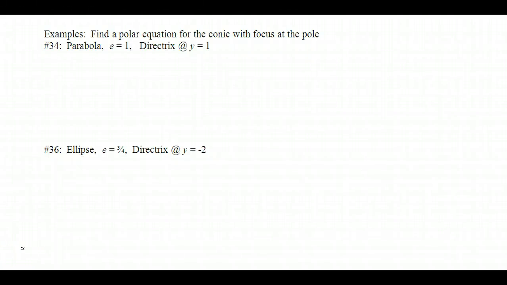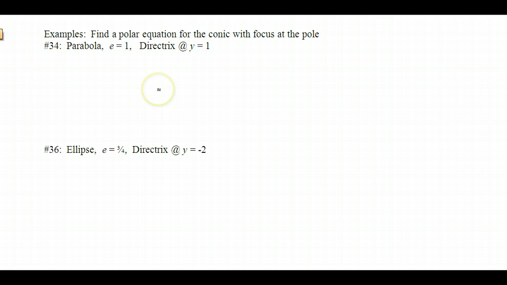All right, so here's the second half of section 10.6, and really you just have a couple examples left to go over. So now a different type of problem that we can do is to find a polar equation for the conic with the focus at the pole. So here, for number 34, they even say it's a parabola, and then they tell us that the eccentricity is equal to 1. Well, great, they probably didn't have to tell us both things. And we have a directrix at y equals 1.